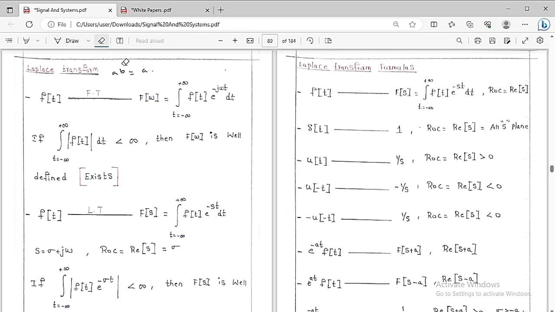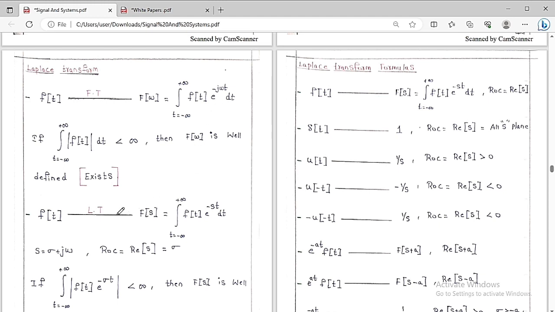Then the next point, listen carefully: for f of t, what is the Laplace transform? We have learned about the Fourier transform, and now I want to tell you what a Laplace transform is. The Laplace transform is nothing but wherever j omega is there, just replace j omega by s. If you apply the Laplace transform, f of t changes to F of s, which is equal to the integration from t equals minus infinity to plus infinity of f of t into e to the power of minus st into dt. I have already told you this formula. This is the Laplace domain.